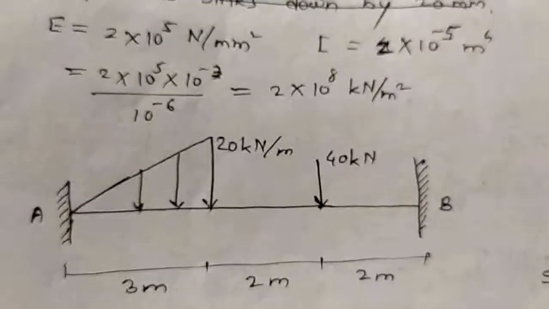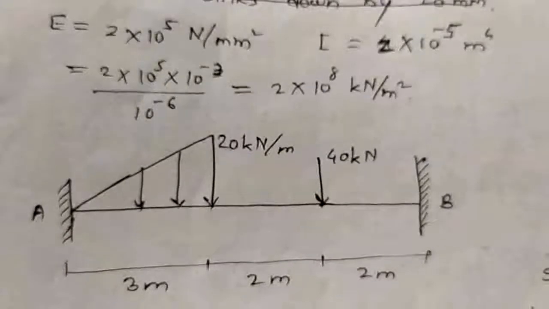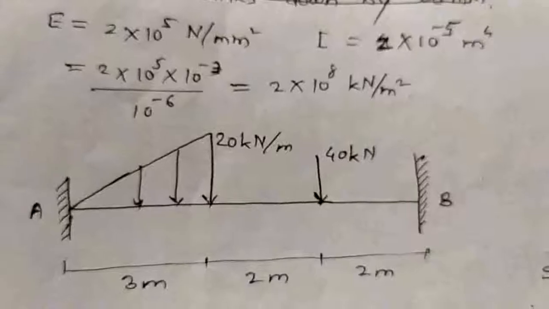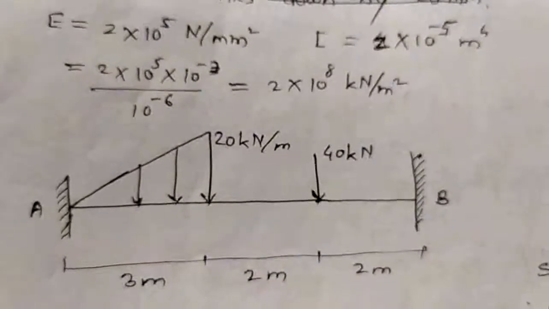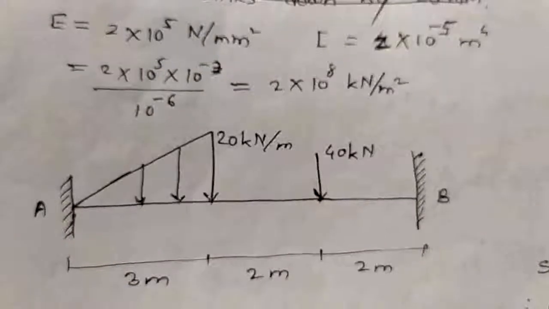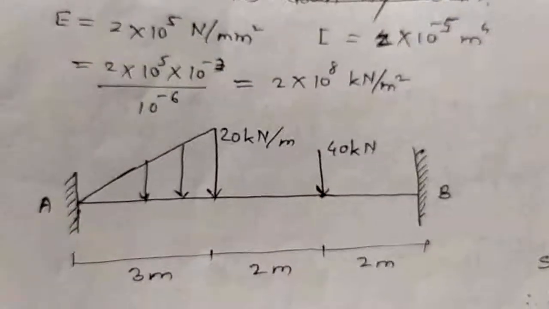Here we want to analyze a given fixed beam by using the consistent deformation method. So the E and I values are given. First step, I will convert the E value into kilonewton per meter square. Next, I will find the HDI of the structure.